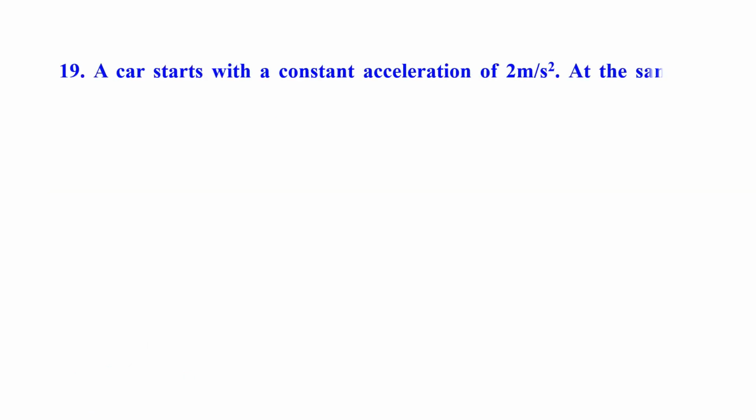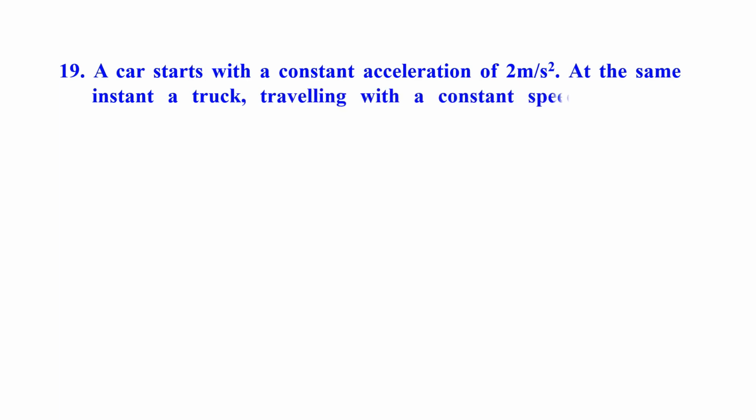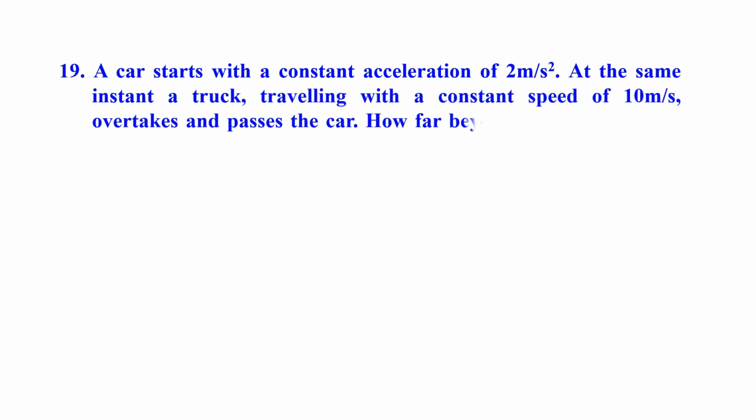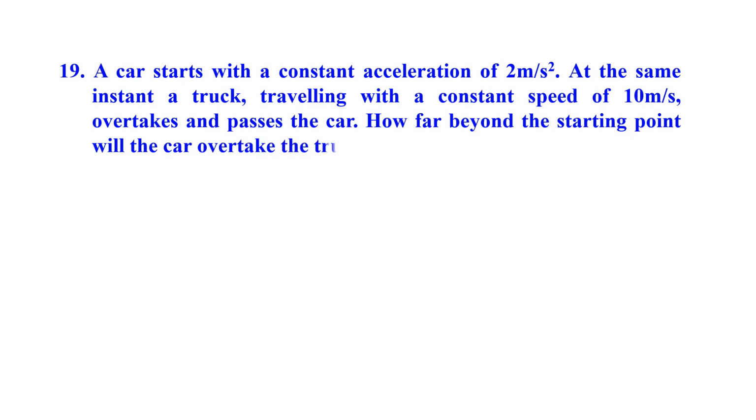Now next one, a car starts with a constant acceleration of 2 meters per second squared. At the same instant, a truck traveling with a constant speed of 10 meters per second overtakes and passes the car. How far beyond the starting point will the car overtake the truck? 10 meters, 50 meters, 100 meters, 200 meters. Let us go to the solution.